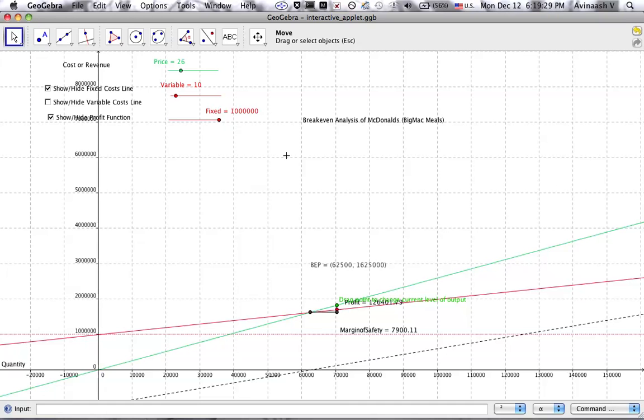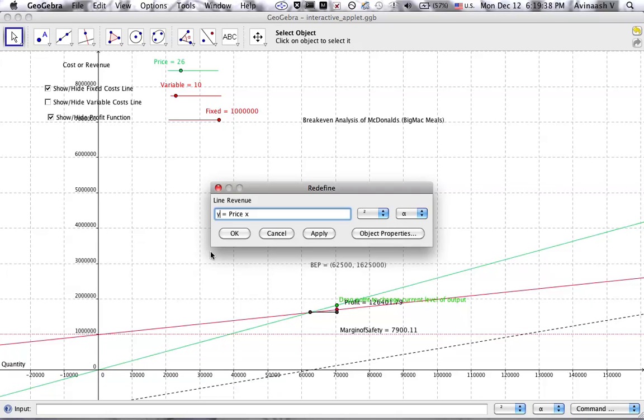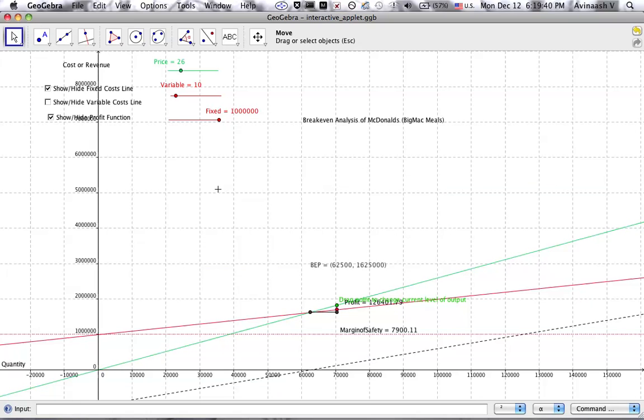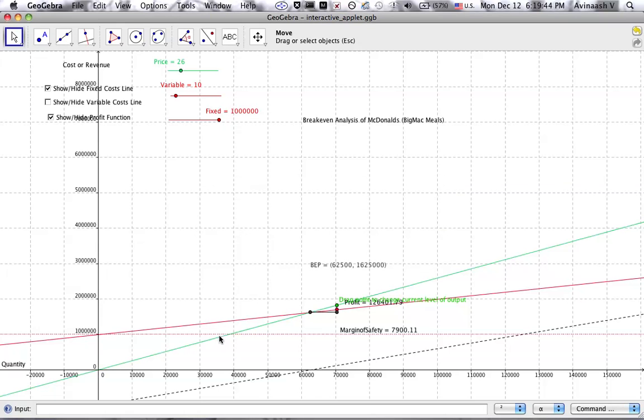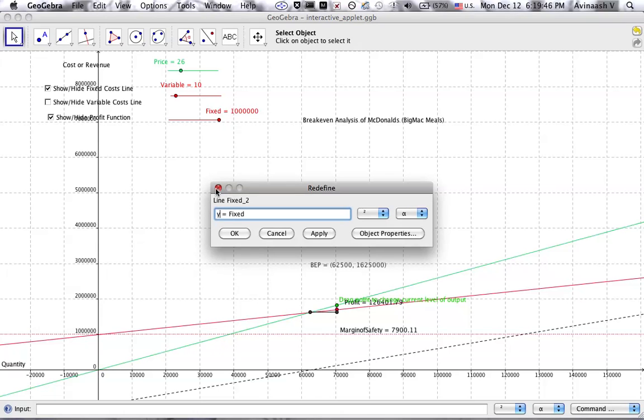So now I'm going to identify these different lines for you. The green line here is the total revenue curve, which is price times quantity. The red line is fixed cost plus variable cost, that is the total cost. And the dotted line is your fixed cost.